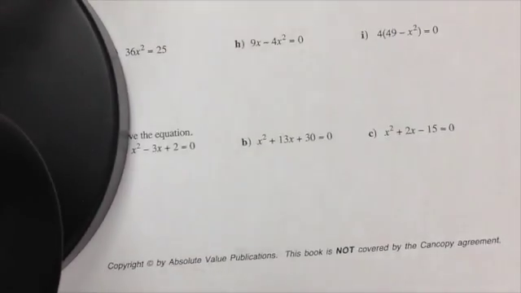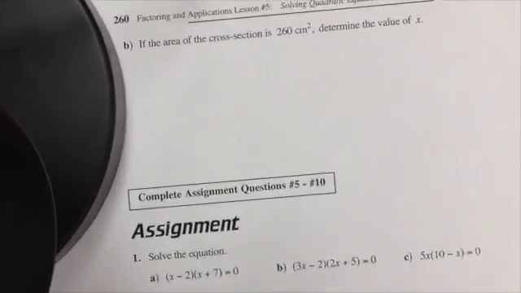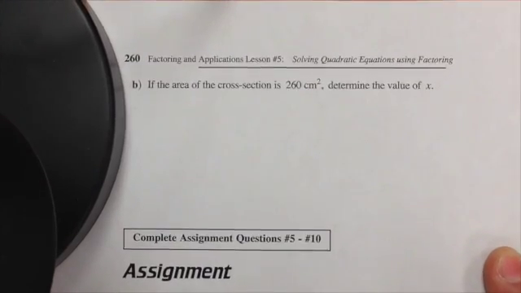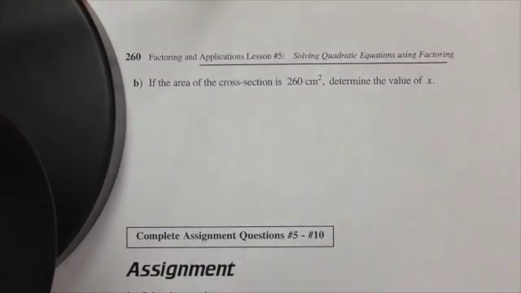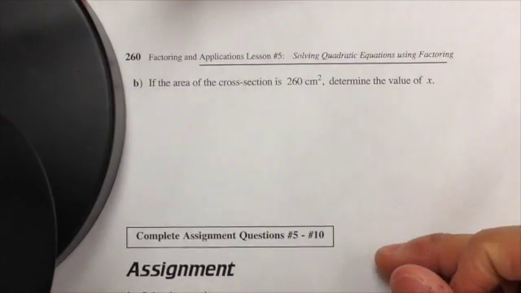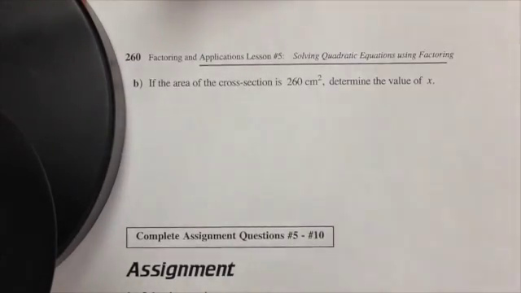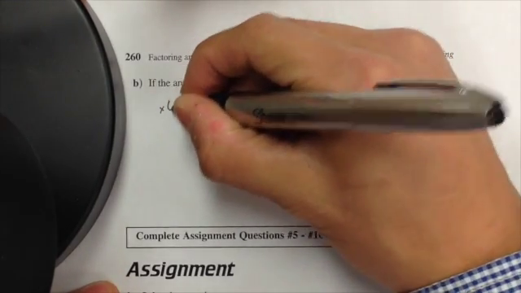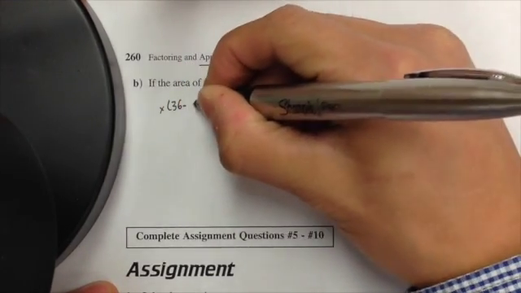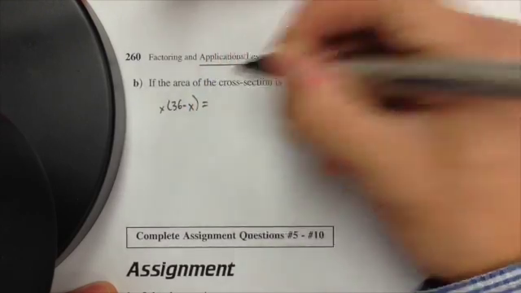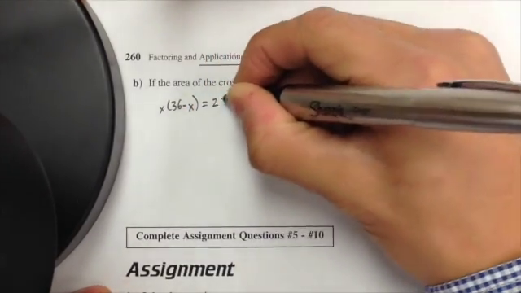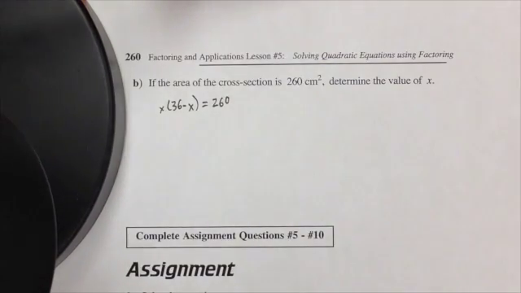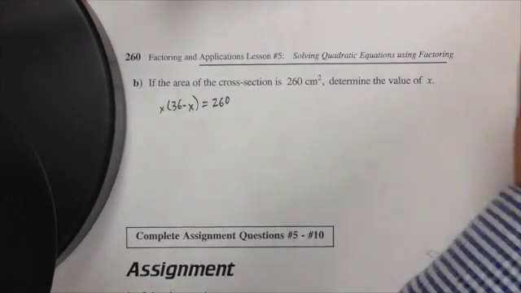Okay, now let's look at the last problem. If the area of the cross section is equal to 260 centimeters squared, determine the value of x. Okay, so we know that the area is equal to x times 36 minus x. But we know that that is equal in itself to 260. Alright, so the next thing we need to do is find out what our actual value of x is.